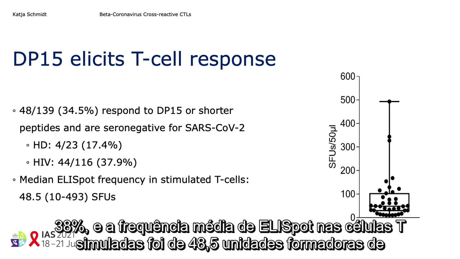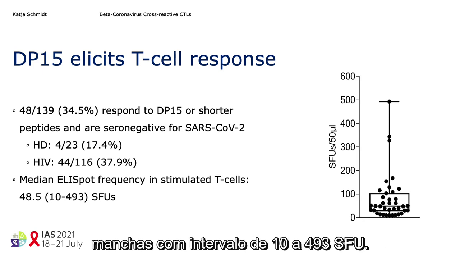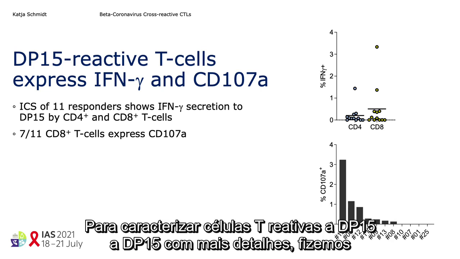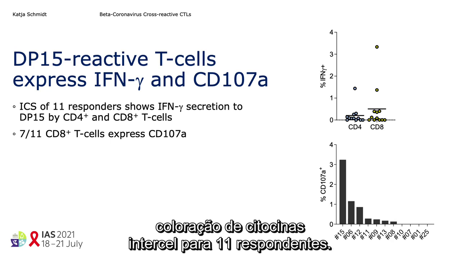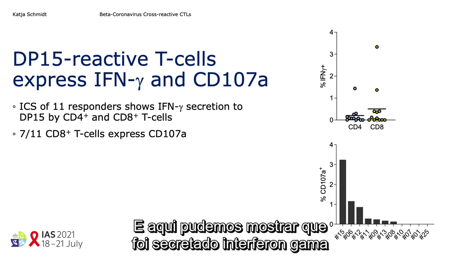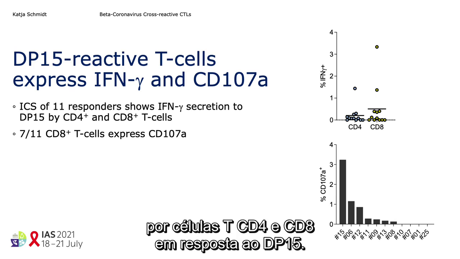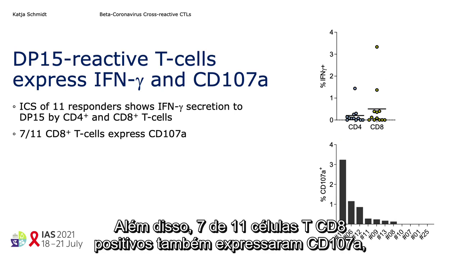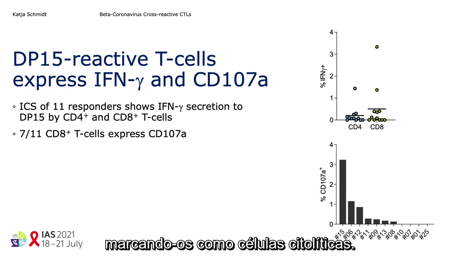The median ELISpot frequency in stimulated T cells was 48.5 spot-forming units, with a range of 10 to 493 SFUs. To characterize those DP15 reactive T cells in further detail, we then did intracellular cytokine staining for 11 responders. And here we were able to show that interferon gamma was secreted by both CD4 as well as CD8 T cells in response to DP15. Furthermore, 7 out of 11 CD8 positive T cells also expressed CD107A, marking them as cytolytic cells.